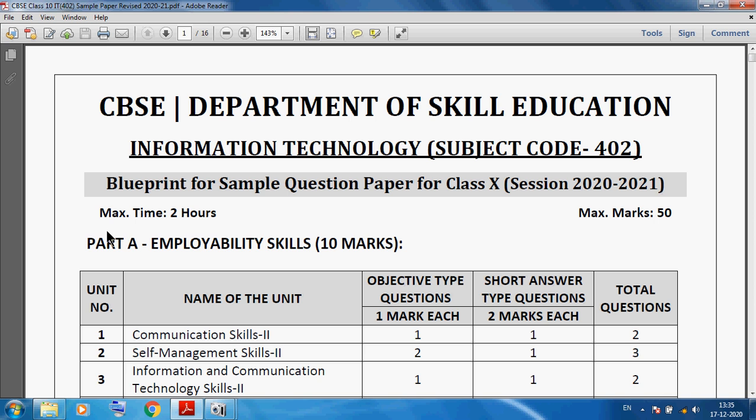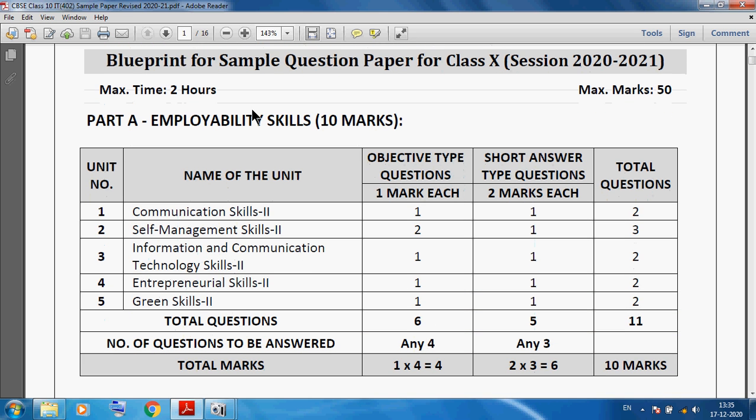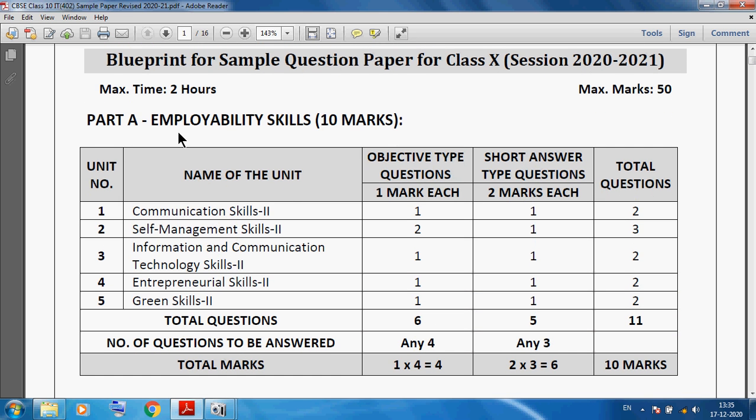You can see it is a total 2 hours paper, and maximum marks is 50. So this is our theory paper, 50 marks. Our syllabus is divided into two parts. Part A, employability skills, is 10 marks. In these 10 marks, our total units are unit 1, 2, 3, 4, 5.